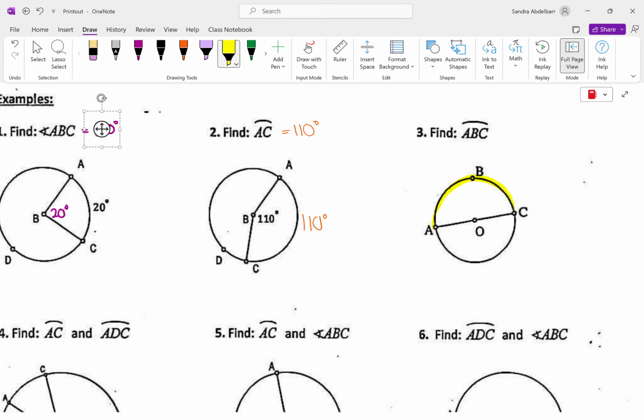Next one, I want to find the arc of ABC. Well, what is arc ABC? A semicircle. How do we know? Its endpoints are the diameter. And what did we say? A semicircle is how many degrees? 180.